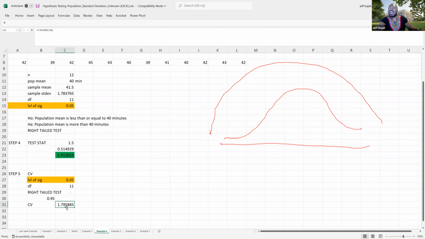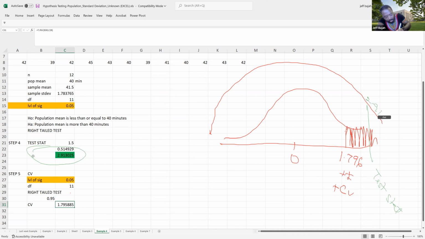1.80, right? Or 1.795, right? And so that just tells us that this is going to be somewhere here. 1.796, right? This is our critical value. And so we'll now look at our test stat. So you look at the test stat, it's 2.91, right? That's our test stat.